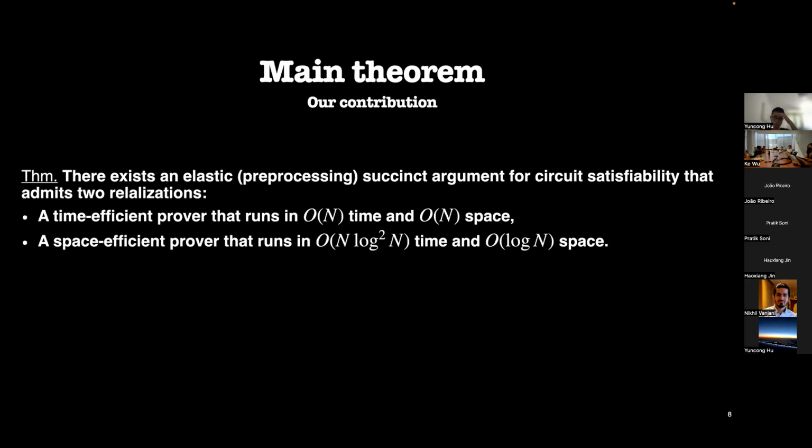So this is our main theorem. We prove that there exists an elastic preprocessing succinct argument for circuit satisfiability, and it admits two realizations for the prover. There will exist a time-efficient prover that runs in linear time and linear space, or there exists a space-efficient prover that runs in quasilinear time and log space.